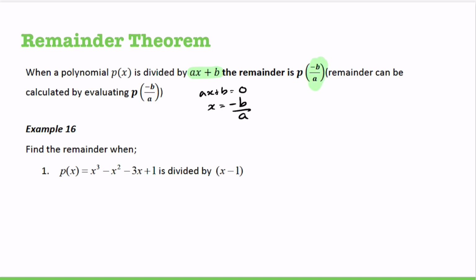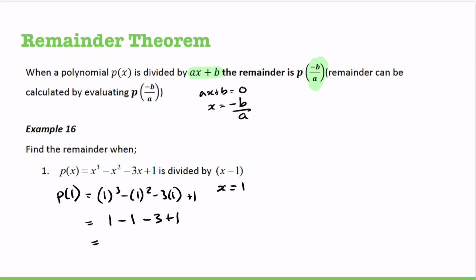So example 16, find the remainder when. I don't need to do my long division to be able to find this. I can just use my remainder theorem. The first thing is the value I'm going to substitute in is 1. So p of 1: 1 cubed is 1, 1 squared is 1, minus 3 plus 1. 1 minus 1 is 0, minus 3 is negative 3, plus 1 is negative 2. So that indicates to me that that's going to be the remainder there.